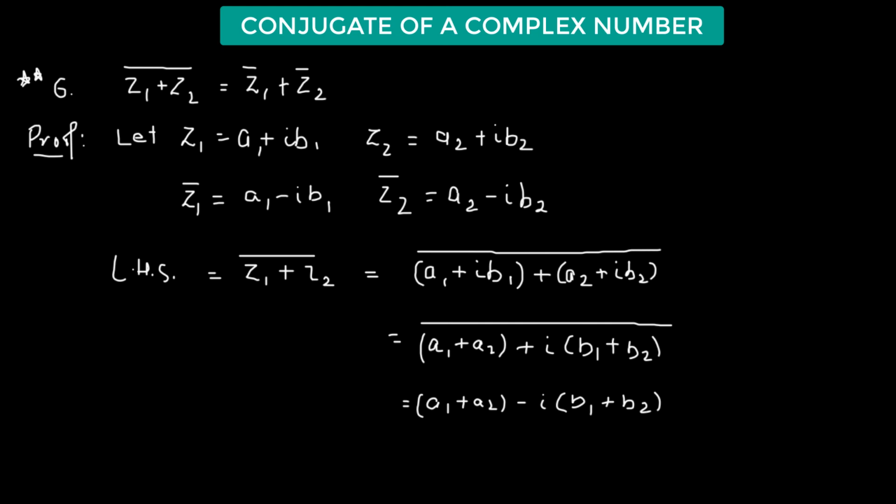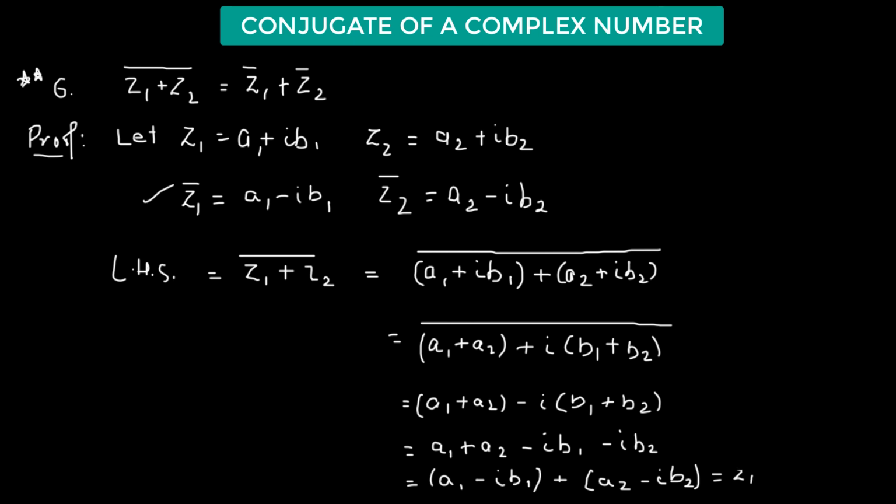Now we're going to separate it. So we have a1 plus a2 minus ib1 minus ib2. Now we're going to combine it. We have a1 minus ib1 plus a2 minus ib2. Now we have already found out that a1 minus ib1 is z1 bar, so we have z1 bar plus a2 minus ib2, which gives us z2 bar.